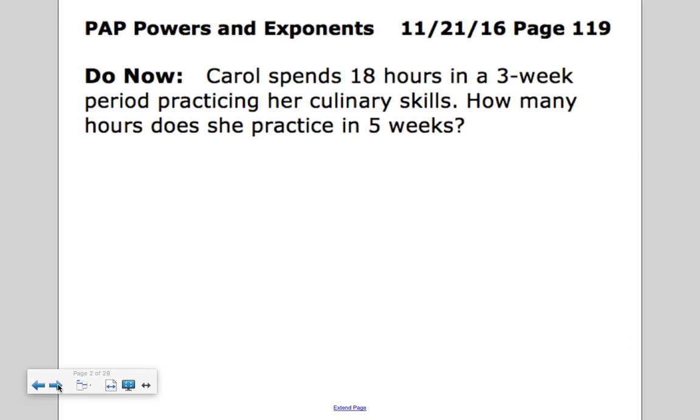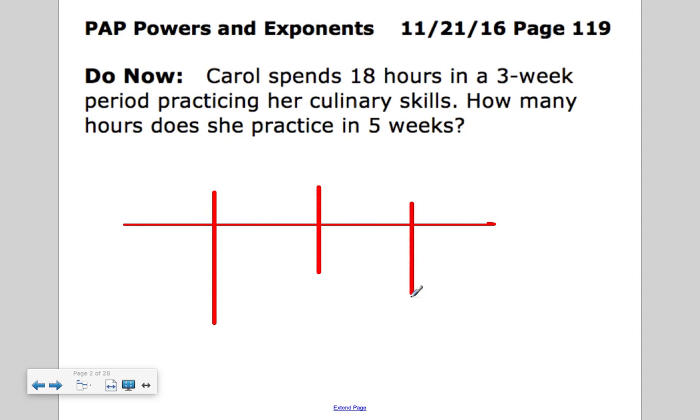So let's look at our do now. Carol spends 18 hours in a 3-week period practicing her culinary skills. How many hours does she practice in 5 weeks? Do you prefer proportion or making a table? I'm going to make a table because I think that's easier. So here's our table. This is about hours. This is about weeks.